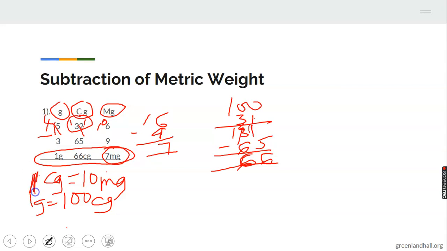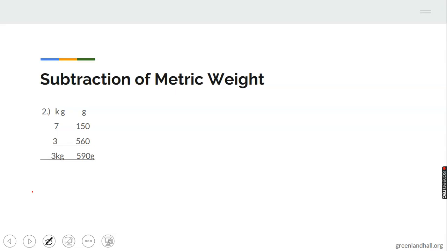1 centigram is 10 milligram, and 1 gram is 100 centigram. Okay, there's another example here. 150 gram minus 560 gram is impossible. So what do we do? We borrow from kilogram. And when we are borrowing from kilogram, I hope you still remember that 1,000 gram will give us 1 kilogram. So that means 1 kilogram is what?